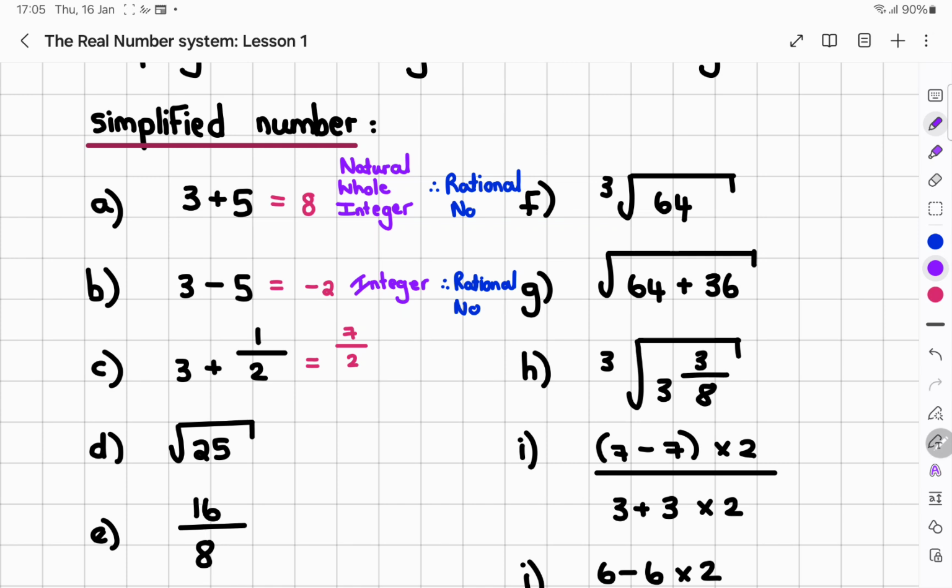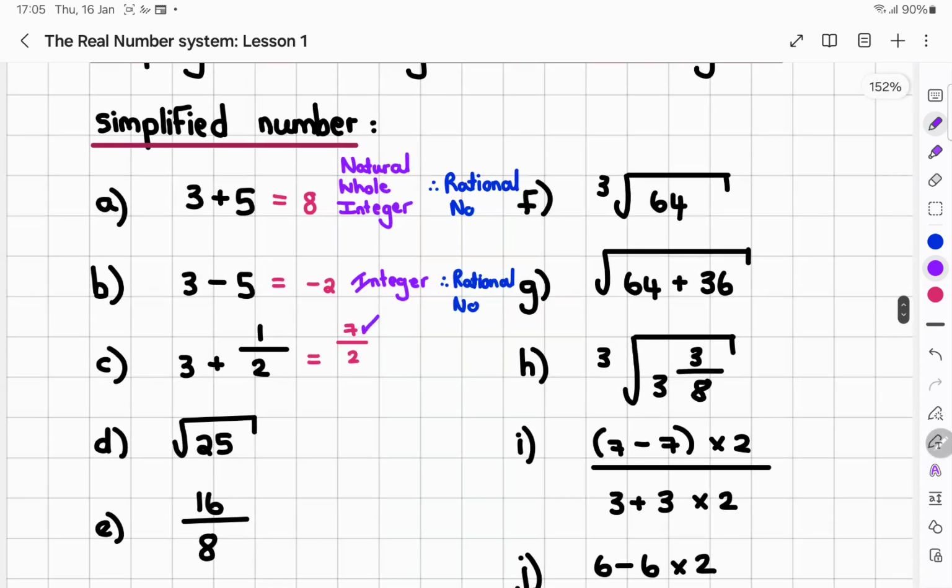So it's not a natural. It's not a whole. It's not an integer. Remember, those first 3 are beautiful numbers. This is a fraction. But now, if it is a fraction, can we see that it's got an integer at the top? Yes, it does. And does it have an integer at the bottom? Yes, it does. So thus, it is a rational number.